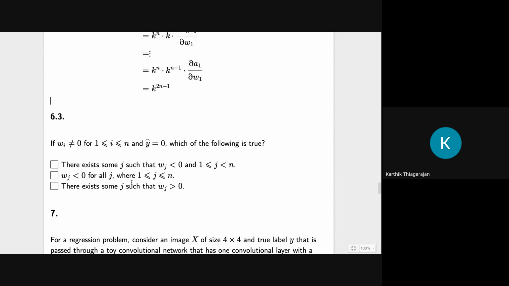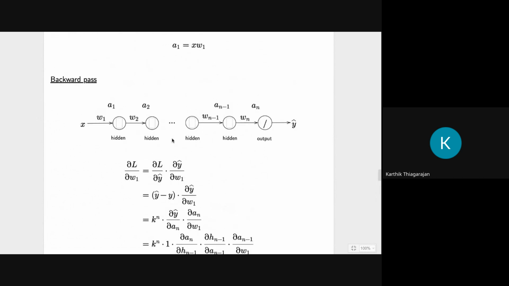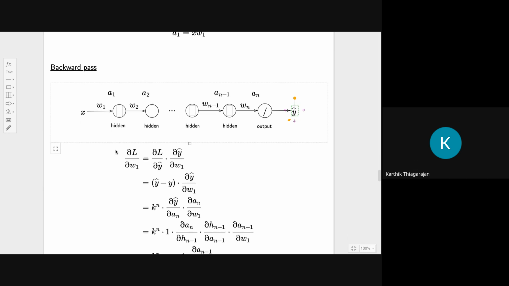Okay, so if wi is not equal to 0 for any of the weights, none of the weights are 0, and if the predicted label is 0, then what can you say about the weights? So y hat is 0. This is a new subproblem. The predicted label is 0, and none of the weights are 0. So what can you conclude?